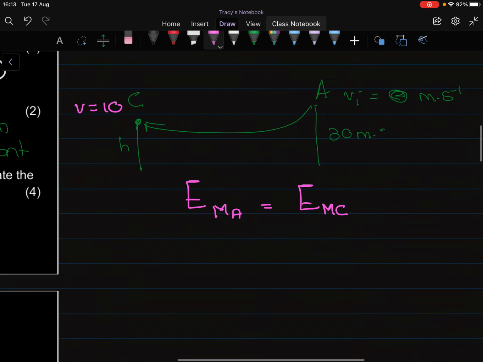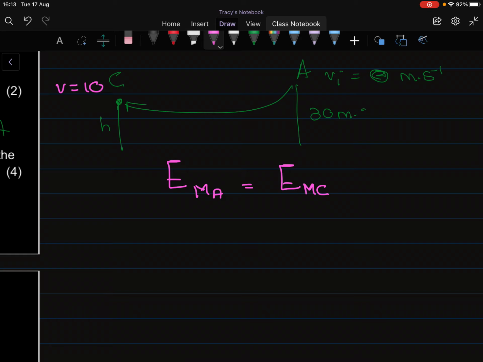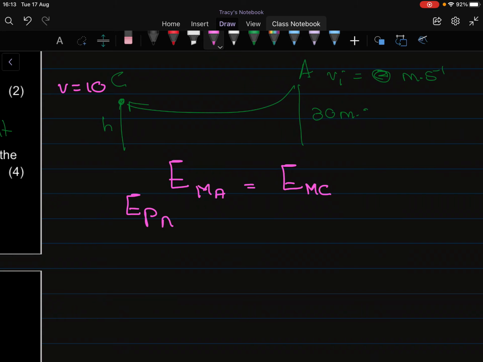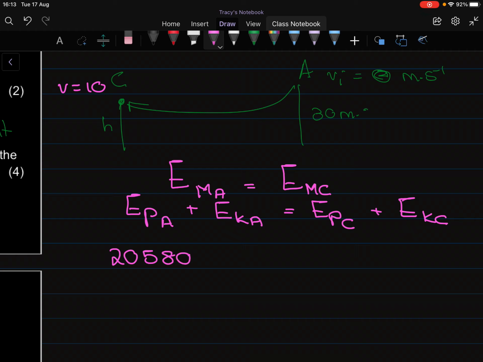Okay? So, mechanical energy at A is the potential energy at A plus the kinetic energy at A, which will be equal to the potential energy at C plus the kinetic energy at C. You've already worked out the potential energy at A. You don't need to do it again. That was the first question. So we know it's 20,580. If you got A wrong, but you carry it down to this, you'll get the marks. Don't stress. However, he wasn't moving at A, so his kinetic energy is 0.